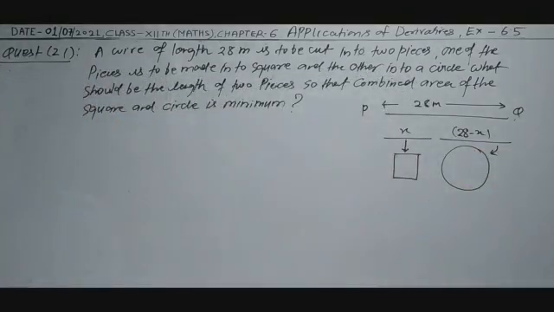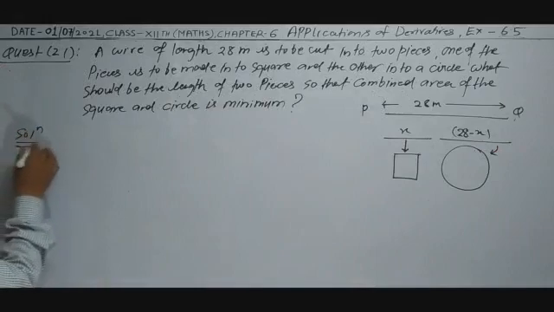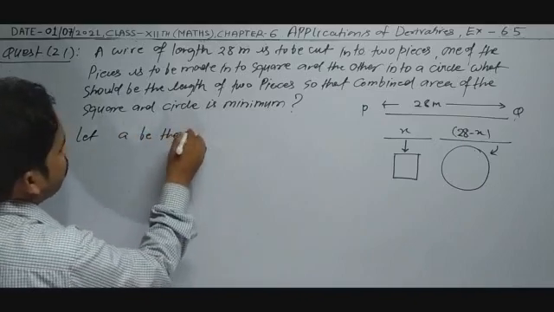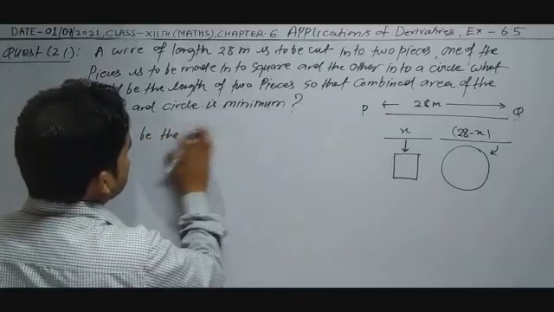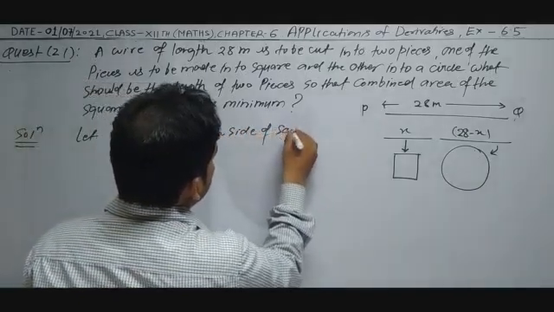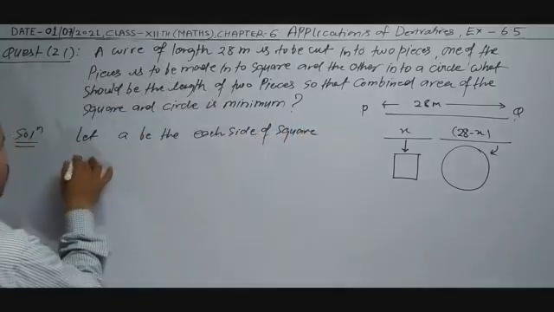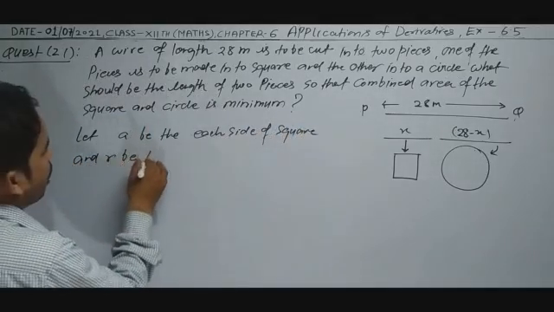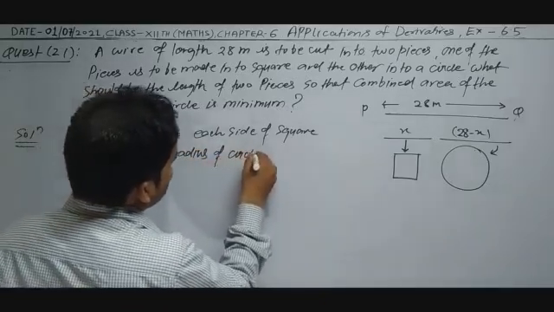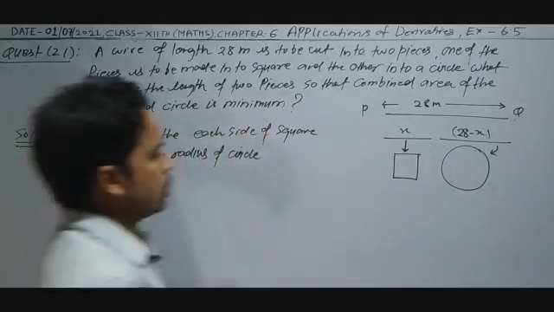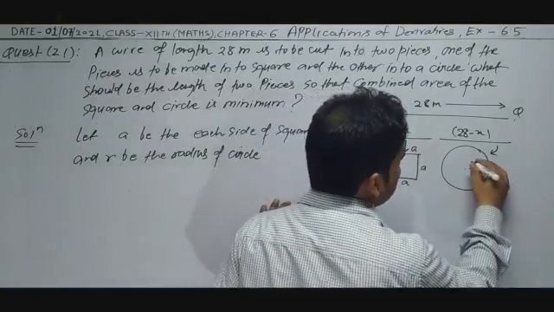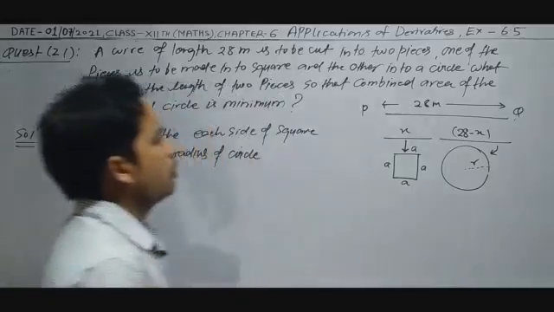So let, solution. Let small a be each side of the square and small r be the radius of the circle. So this is small a. All sides will be equal by the property of a square, and this is small r.